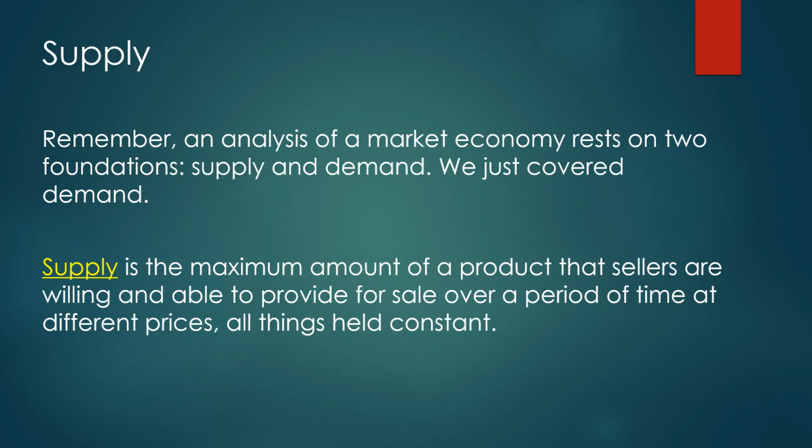Remember, an analysis of a market economy rests on two foundations, supply and demand, and we just covered demand. Supply is the maximum amount of a product that sellers are willing and able to provide for sale over a period of time at different prices, all things held constant. So demand, we're talking about buyers. Supply, we are talking about sellers.